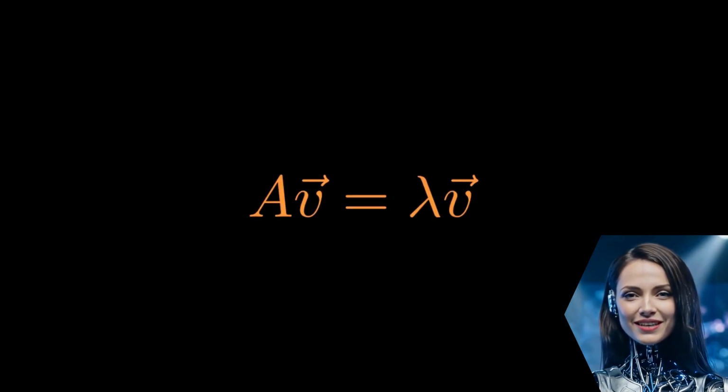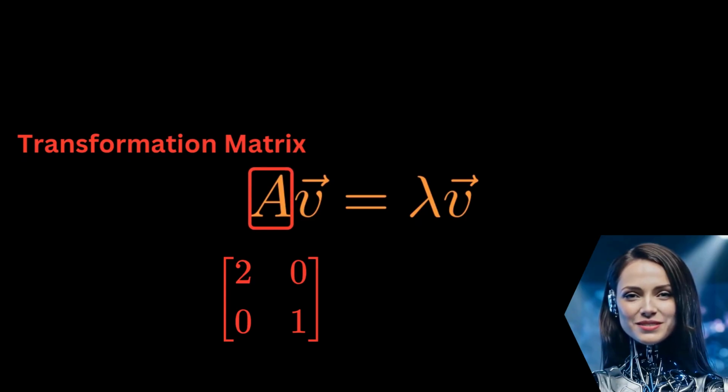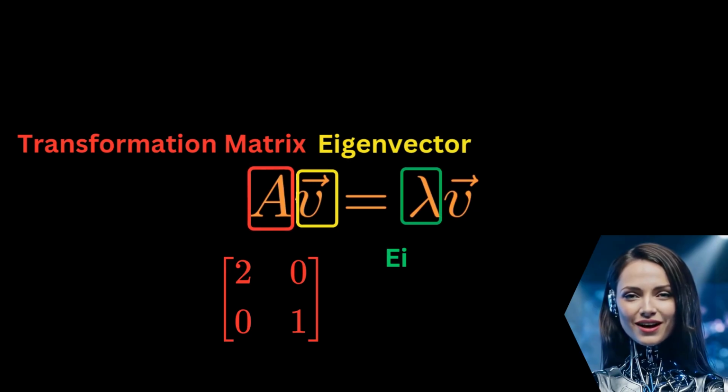Mathematicians have a beautifully concise way to write this down. They say that for a given transformation A, a vector v is an eigenvector if it satisfies this equation. Let us break this down without fear. Here, A is the transformation matrix. It is the mathematical object that holds the instructions for our transformation. In our case, A is the set of rules for stretch horizontally by a factor of 2. v is our eigenvector, the special arrow whose direction does not change, and lambda is the eigenvalue, a simple number that represents the scaling factor.